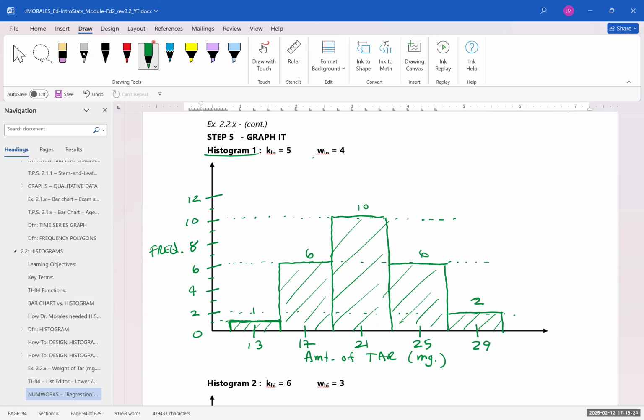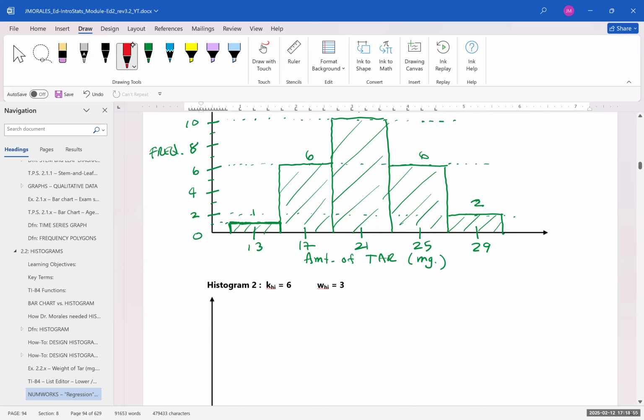I caught that because if there's a width of 4, each of these midpoints should be 4 apart. And I noticed that I'd put 27 down here instead of 29. And the difference between 25 and 29 should be a difference of 4. Okay, so that's how I caught my mistake. All right, so that's what histogram 1 looks like. So let's sketch now histogram number 2.